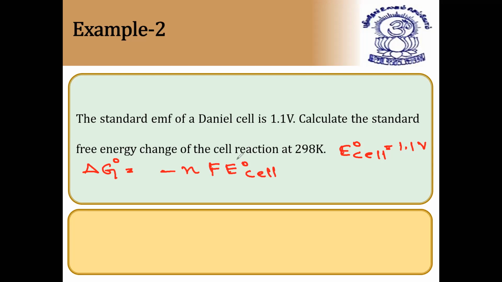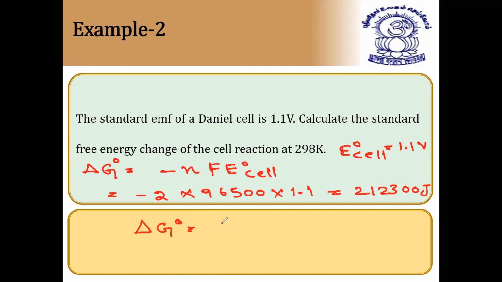So here it is a 2 electron change, because we already know the Daniel cell consists of 2 electron change. So it is equal to minus 2 into the F value, that is 96,500, into E degree of cell, that is 1.1, given already. Whatever answer you get after multiplication will be in joules, but they will give the answer in kilojoules. So finally delta G degree is equal to minus 212300 joules, that is minus 212.3 kilojoules per mole.